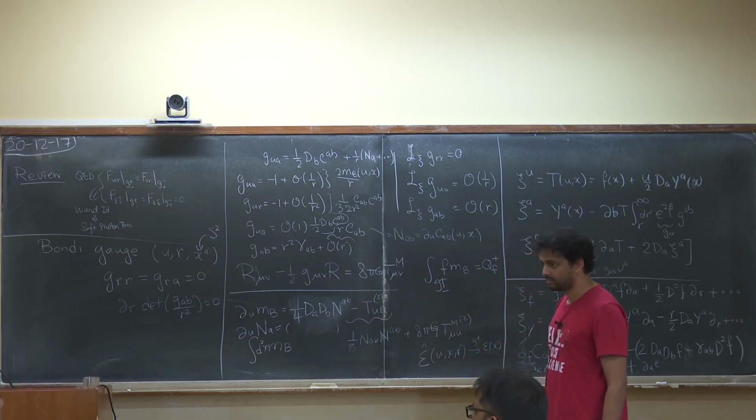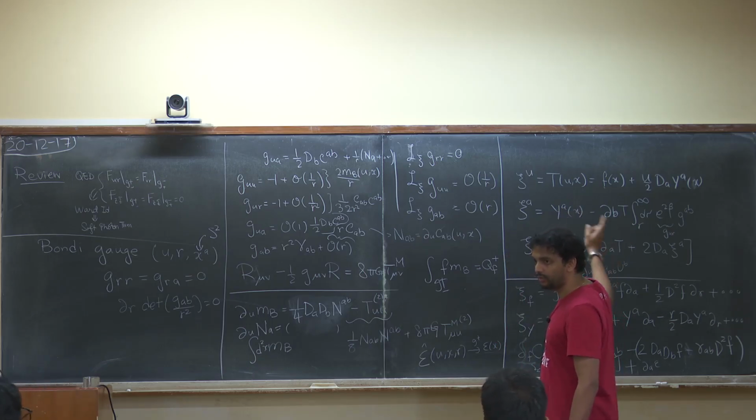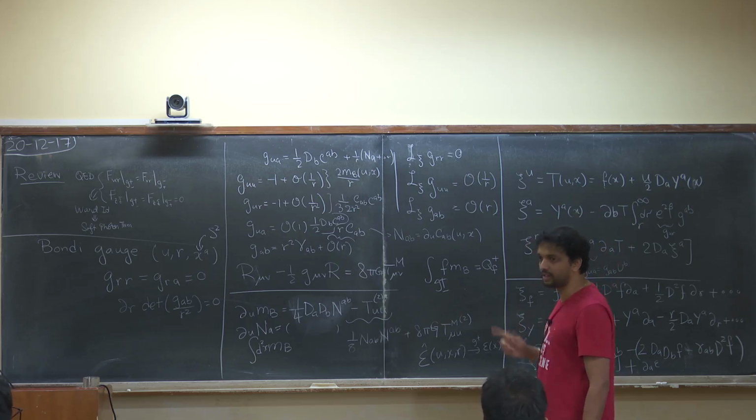And f of x is the thing that gives you the soft theorem, which of these? Both of them. The f of x gives you the leading soft photon theorem. Y will give you the subleading one. That's what I'll talk about today: the subleading soft graviton theorem.